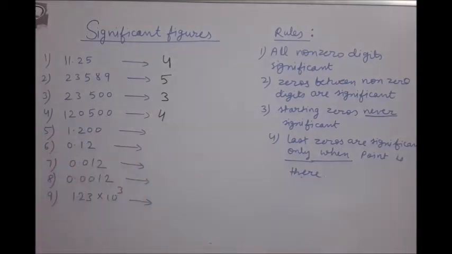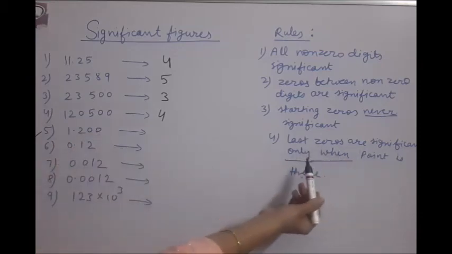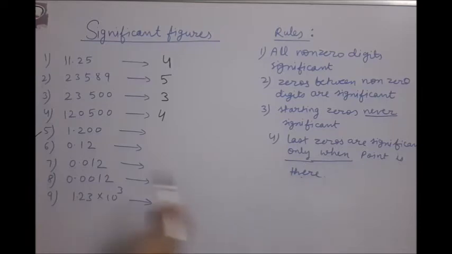Okay, now what about the last zeros in case of a point? So here the rule is different. When the point is there, then the last zeros are also counted. Okay, this is written: last zeros are significant only when point is there. So the point is there, this will also be counted. So 1, 2, 3, 4 is the answer.